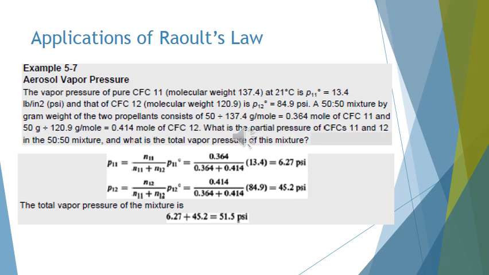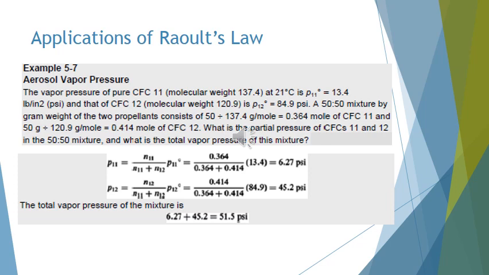So what we are using is to put these gases, and we call these gases propellants. Sometimes we use one propellant, other times we use a mixture of propellants to provide the vapor pressure. So in this example, the vapor pressure of pure CFC-11, that is one type of propellant, which has a molecular weight of 137.4 at 21 degrees centigrade.